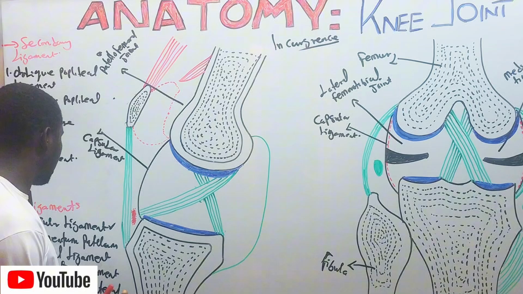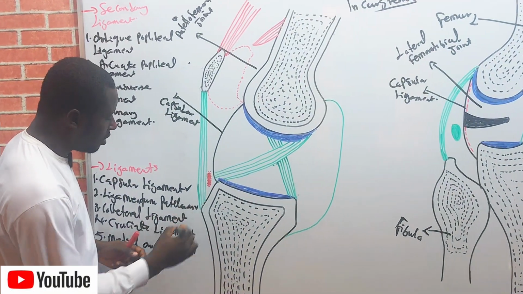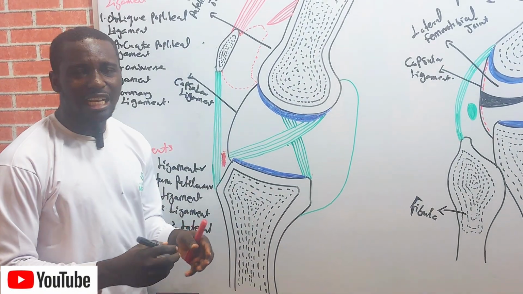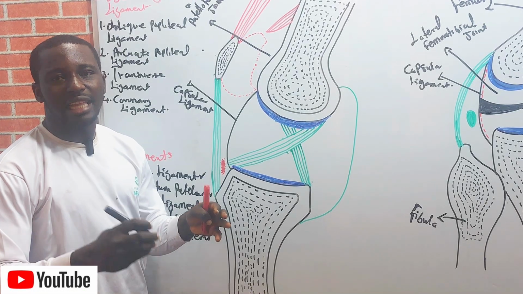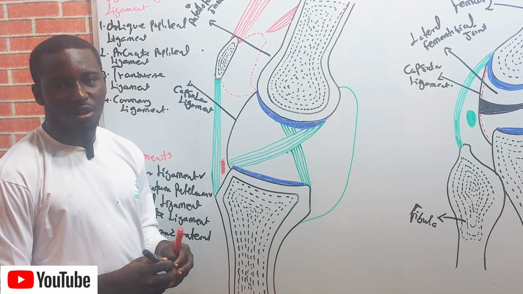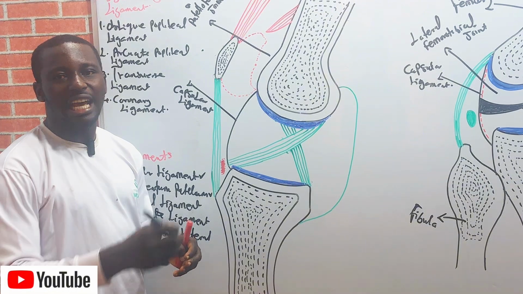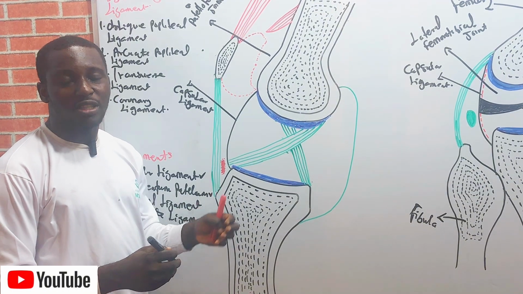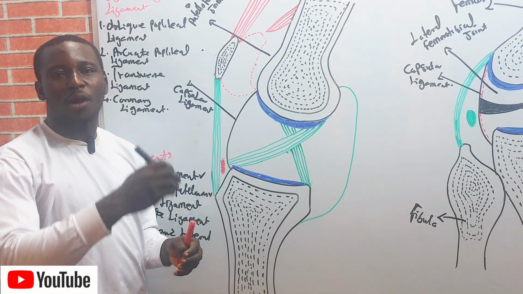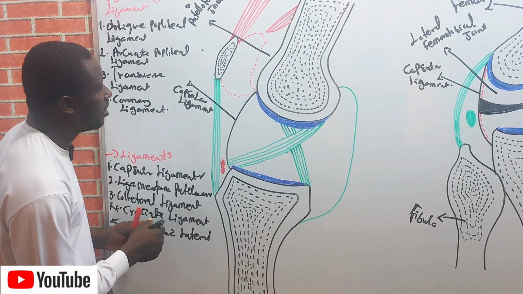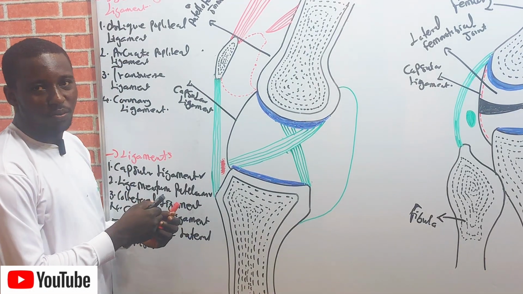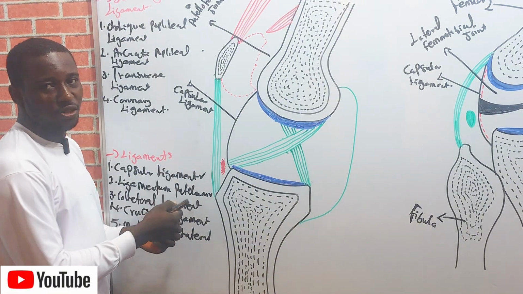Now the next one is the ligamentum patellae. The ligamentum patellae is actually the insertion of the tendon of the quadriceps femoris muscle, which extends to the apex of the patella towards the upper part of the tibial tuberosity. Now watch here. This is the ligamentum patellae.